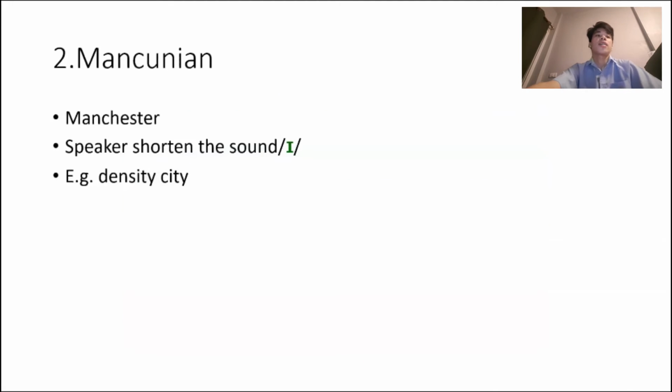Let's move on to the next accent. The next accent is Mancunian. Mancunian is usually used by the Manchester people. The point of Mancunian is that the speaker shortens the E sound. For example, density. A Mancunian speaker will say it differently.